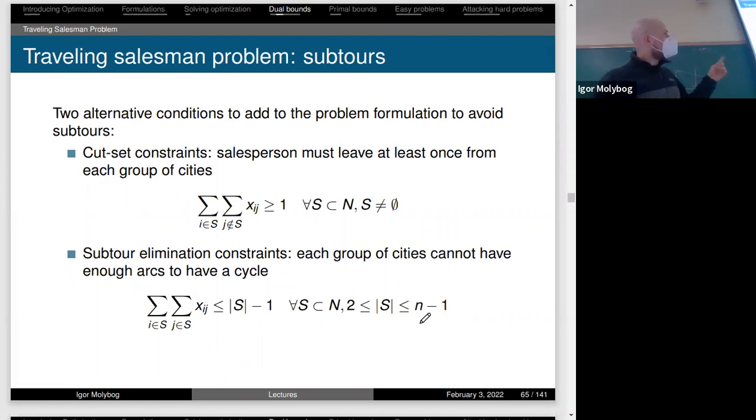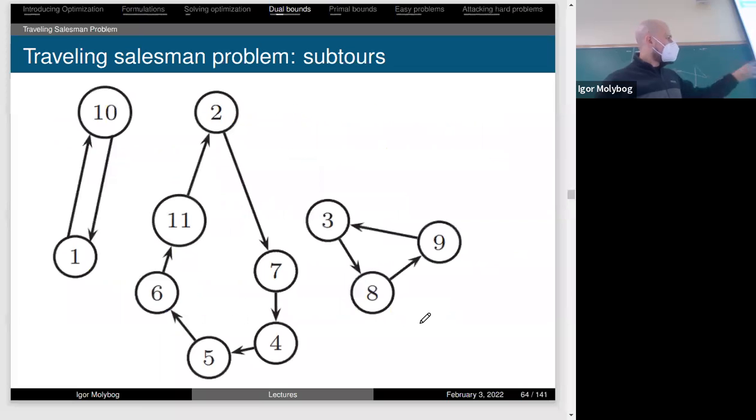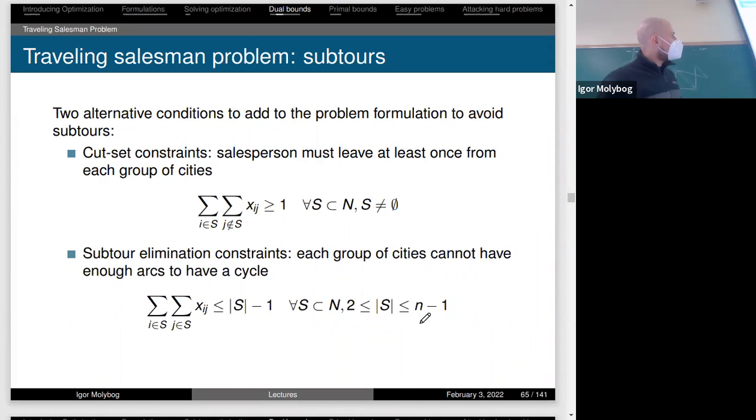There are two options for us to get rid of these subtours. This is called subtours. To avoid them, the first option is the cut set constraints. For each subset, we would like to leave it at least once. So whatever subset of the nodes we are choosing, for example, we have chosen this subset, we need at least one arc that leads from this subset, and this must hold for all of the subsets that are not an empty set, and which are not the entire graph.